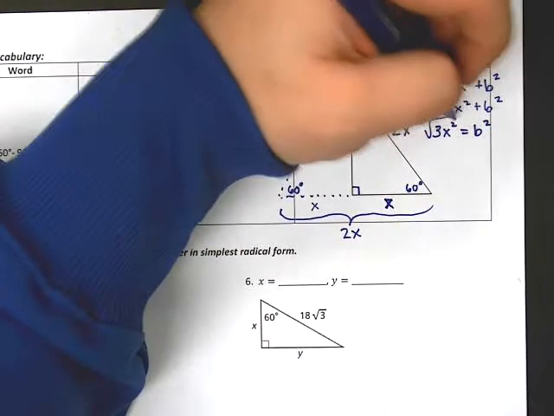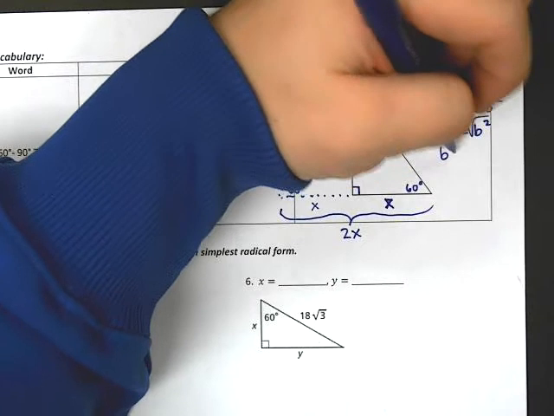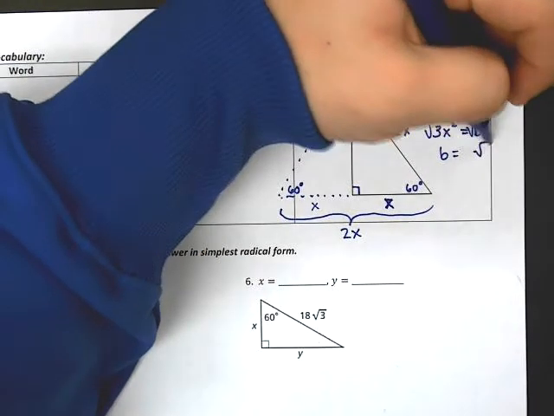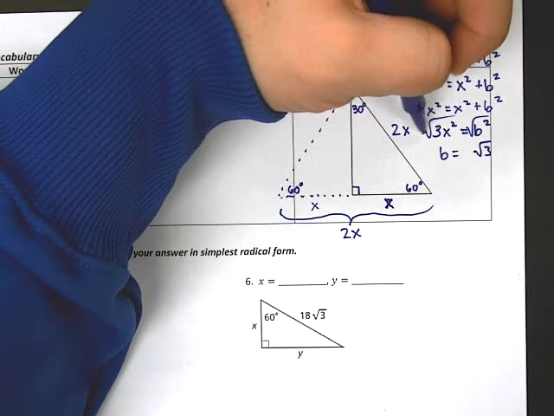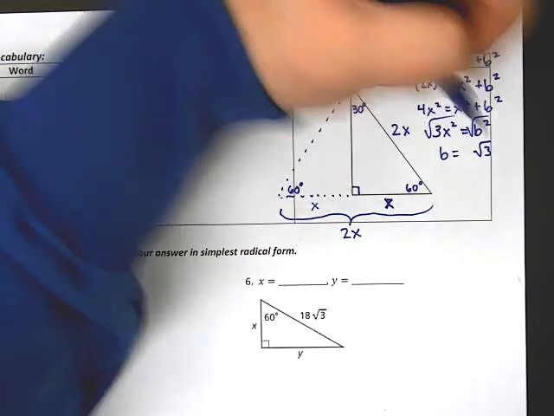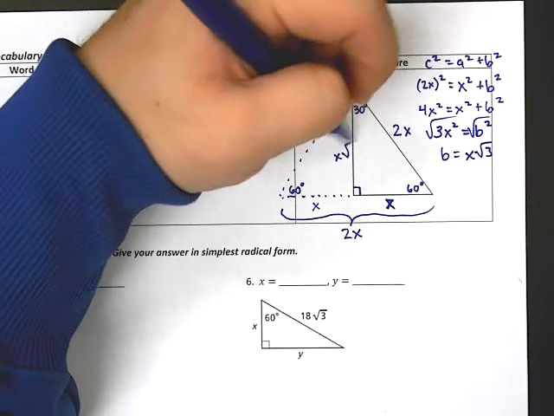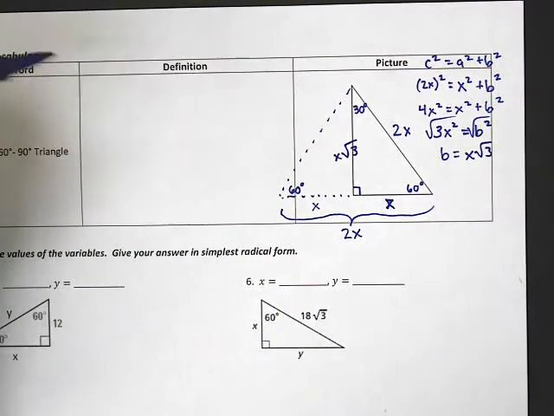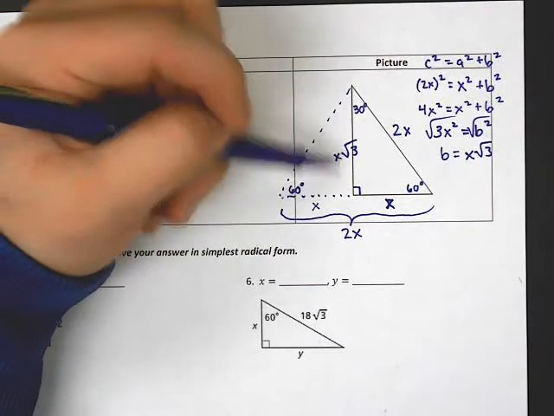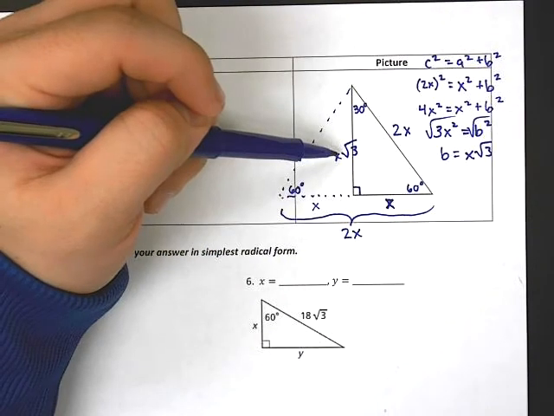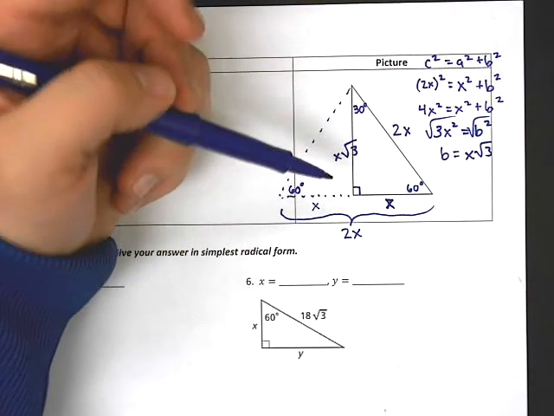And then, of course, when we square root, we should get that b is equal to the square root of 3 times x squared. We can't do anything with the square root of 3, so I'm going to leave that. But what happens when I square root x squared? I get x. So I know, always and forever, that the longer leg, the leg across from the 60, is always going to be x square root 3.